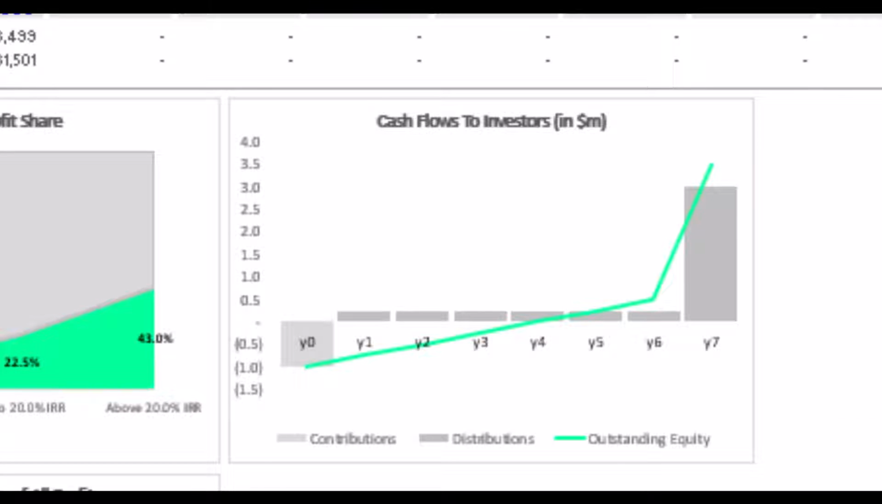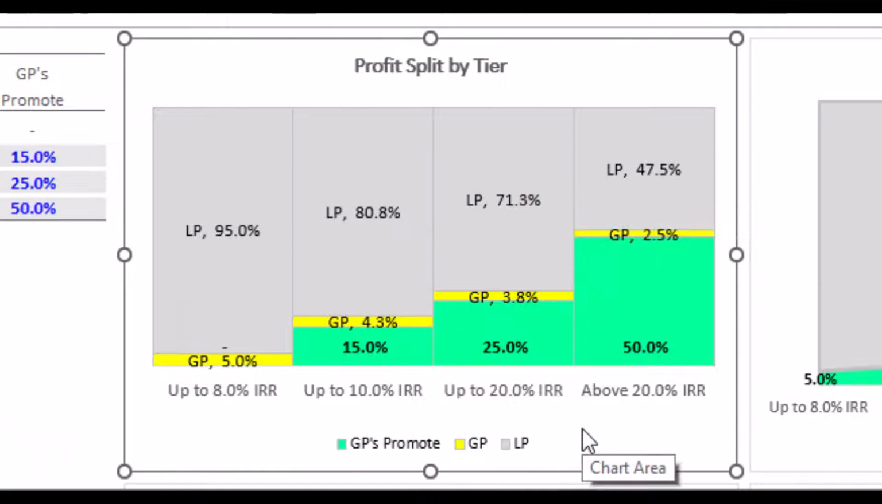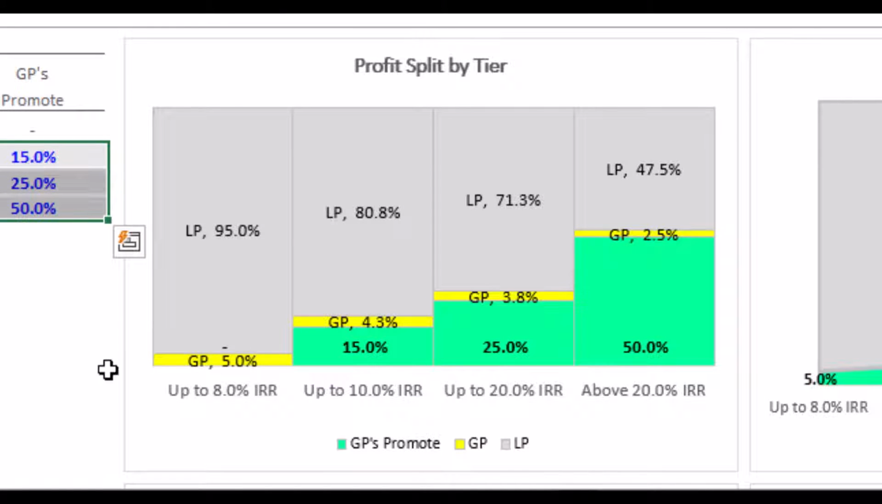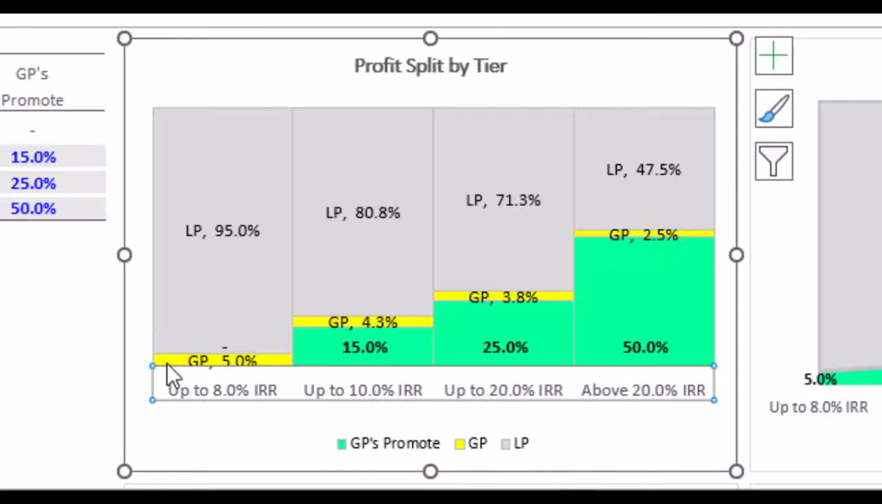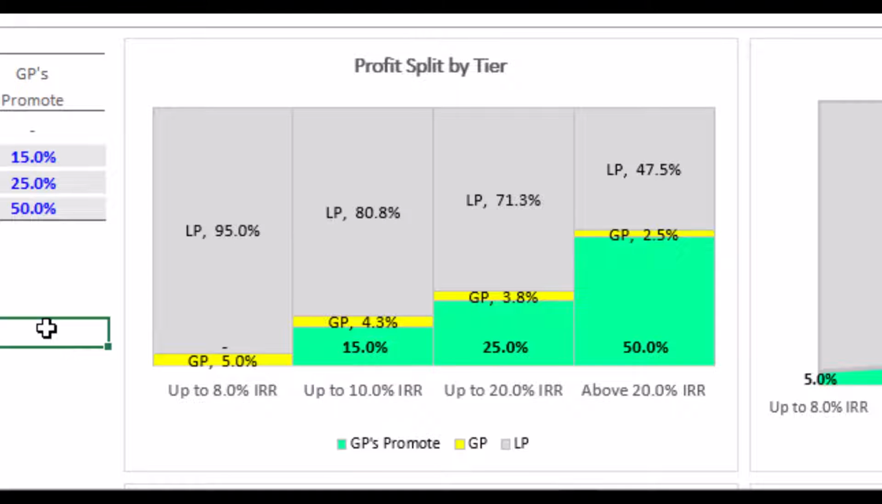And we can see how the waterfall plays out visually. In graph number 1, we can see how profits are being split by tier among LPs, GPs, and GP's promotes. So we can see the proportion of promotes at 15, 25, and 50% and how they match with the drivers here. We can also see pari passu profit distributions with the yellow and gray bars and how the GP in yellow is always earning 5% of anything after promotes and the LP always 95% of anything after promotes.